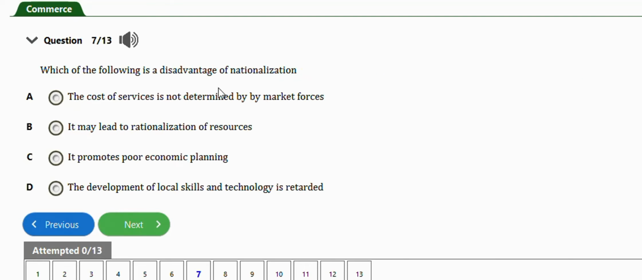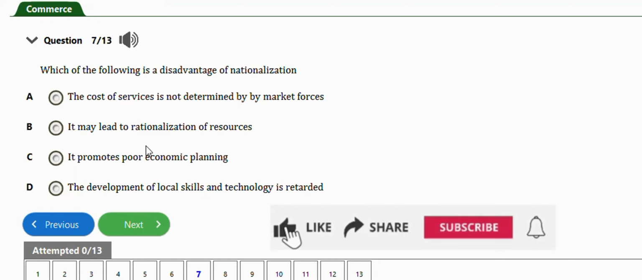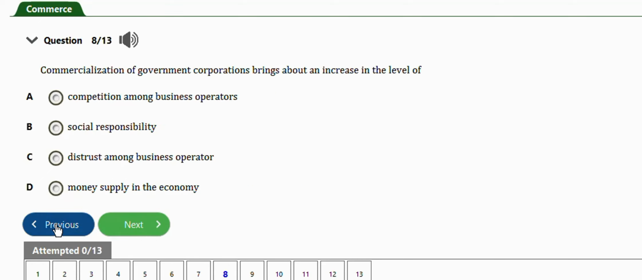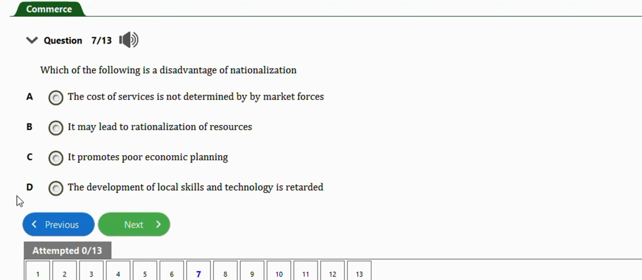Next question. It says which of the following is a disadvantage of nationalization? The cost of services is not determined by the market forces. It may lead to rationalization of resources. It promotes poor economic planning. The development of local skills and technology is retarded. The right answer is option D, the development of local skills and technology is retarded. Okay, so that's the right answer, option D. Let's take the next question. The answer to this question is option D.